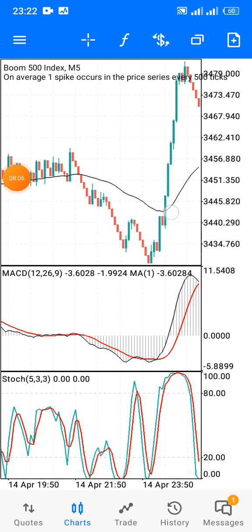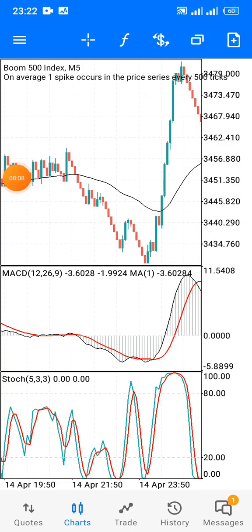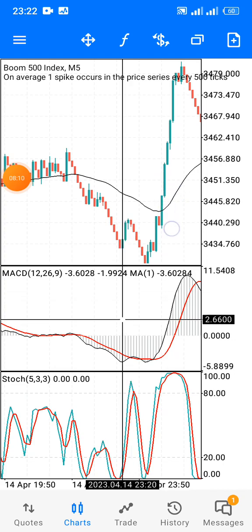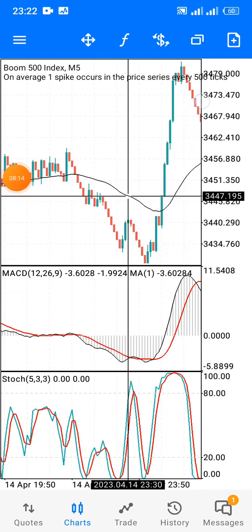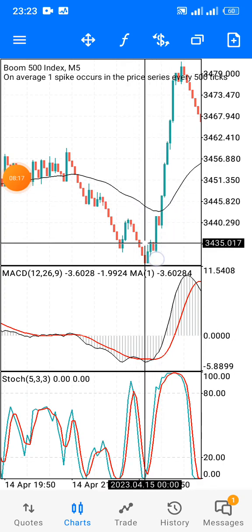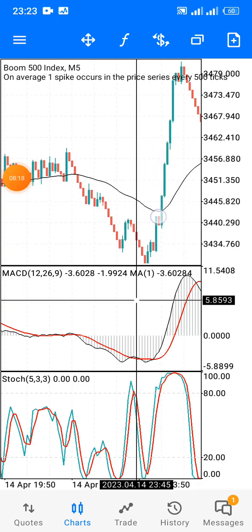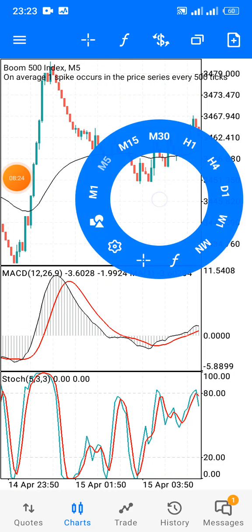Let's take for example over here, right? So the histogram is below the level 0, and the candlesticks are below the moving average. You enter over here, and as you can see, you can scalp those 3 candles, and you are out, right? So that's how simple it is.